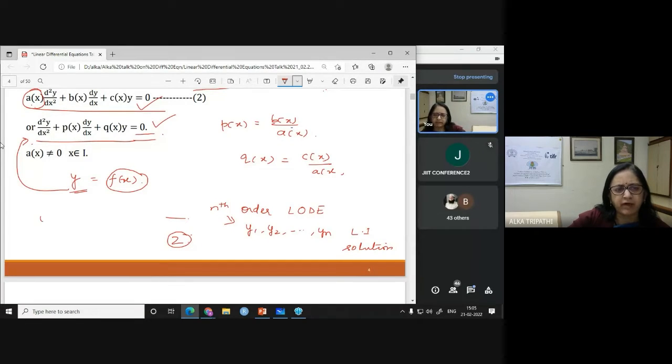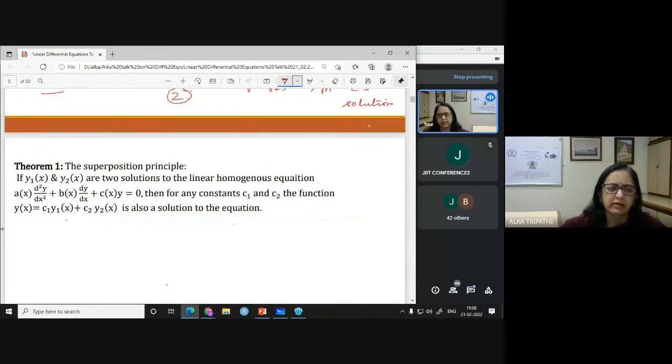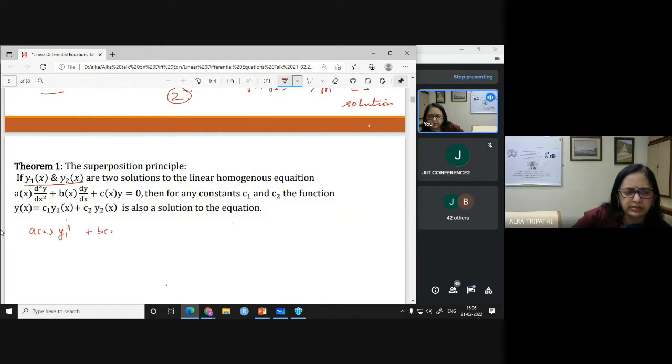The two fundamental results say that, first, if y1 and y2 are two solutions of this second order equation, then their linear combination will also be a solution of the equation, which we call the superposition principle. Say y1(x) and y2(x) are solutions of the equation, then this implies that a(x) y1'' + b(x) y1' + c(x) y1 = 0, being y1 a solution. Similarly, I can write the same for y2.